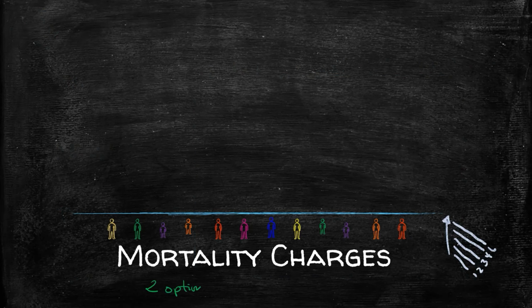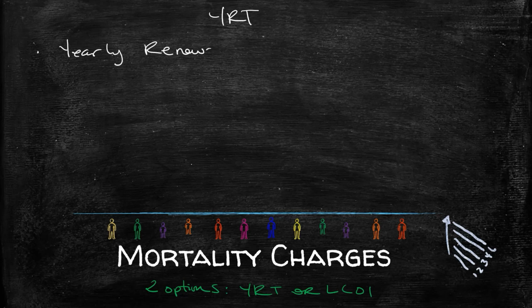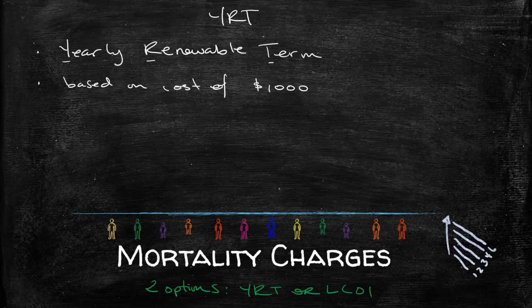Now, there are two different types of mortality charges. It can either be YRT or LCOI. We're going to start off with YRT, which stands for the yearly renewable term. And the yearly renewable term is based on every $1,000 of insurance. And what's important to remember is that this is yearly or annual, so the amount or the charge is annual and it changes every single year.